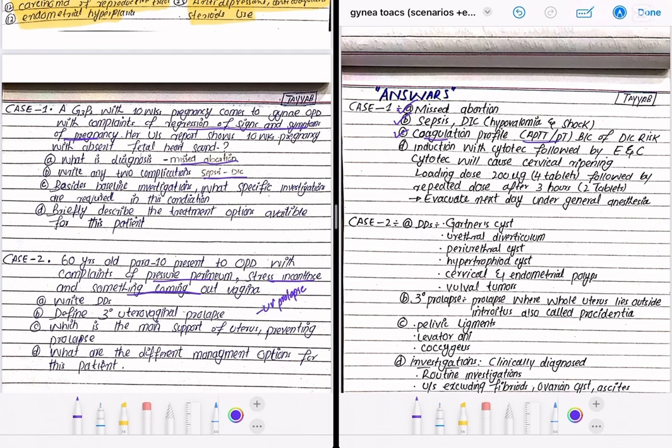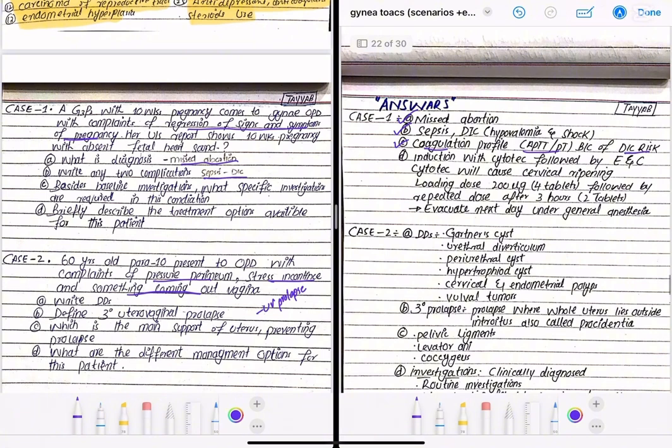Then briefly describe the treatment options available for these patients. So induction with Cytotec is done, which is followed by evacuation and curettage, and Cytotec will cause cervical ripening. The loading dose is 200 microgram, 4 tablets, followed by a repeated dose after 3 hours, and evacuate the next day under general anesthesia. So first Cytotec tablets are given, and after that induction, evacuation and curettage is done under general anesthesia.